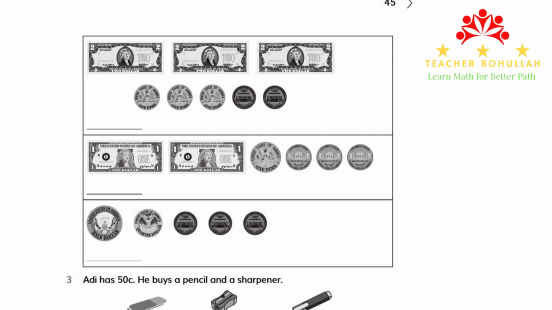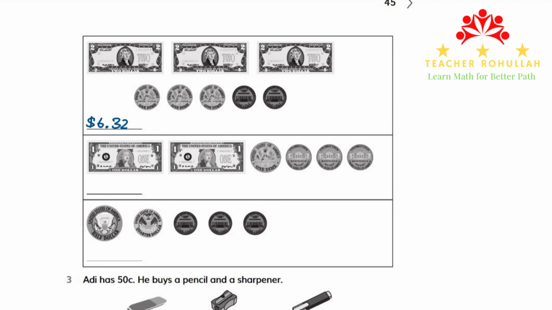In the second part, we have 3 $2 notes. So 3 $2 notes will be equal to $6. I will use the dollar sign and give $6 here. We have 3 10-cent coins and 2 1-cent coins. So 3 10 cents will be 30 cents and 2 1 cents will be 2 cents. So we will give a decimal point and 32 cents. So the amount shown here by using notes and coins is $6.32.